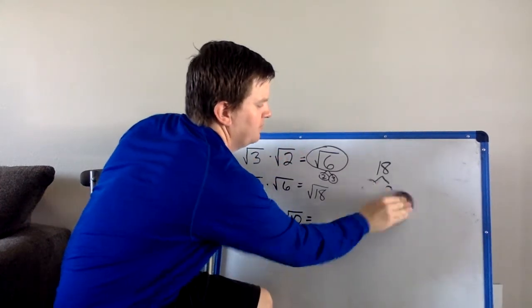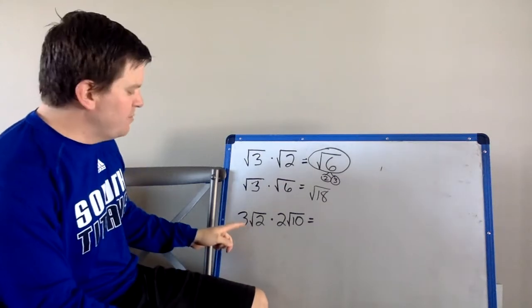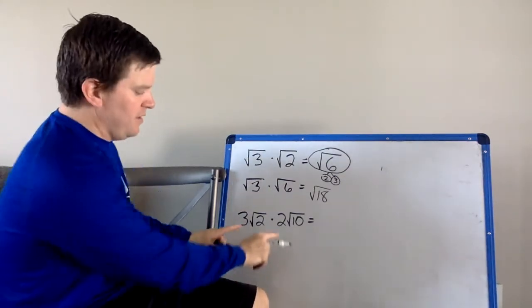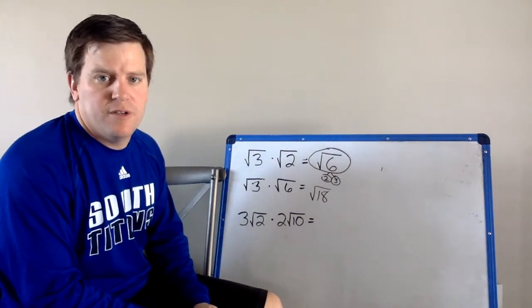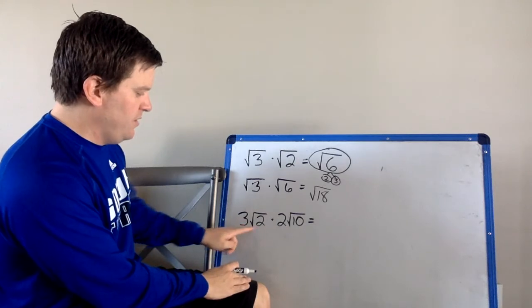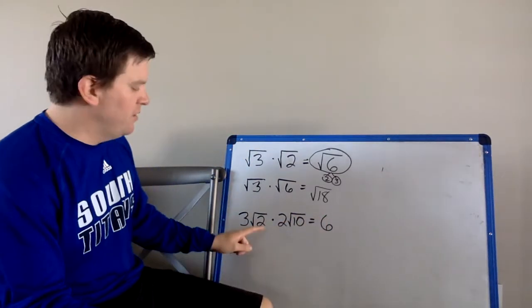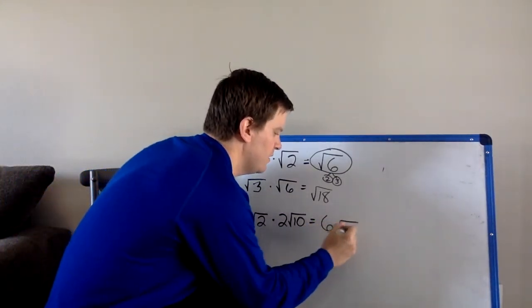This third example is a little different, now we have numbers before the radicals. What we can do is multiply the numbers outside of the radicals and the numbers underneath the radicals. So we're going to do 3 times 2, and we get 6. And we're going to do radical 2 times radical 10, which is radical 20.